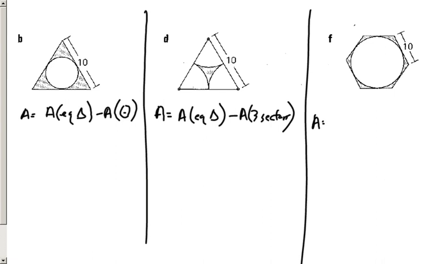And then lastly, I got the area, it's going to be the area of a hexagon minus the area of the circle inside. So let's go with this, see if we can do it. All right, so looking at B here, this one, equilateral triangle should be easy. It's just side squared root 3 over 4. So in this case, since the side is 10, it's 10 squared root 3 over 4. That's going to be the easy part.